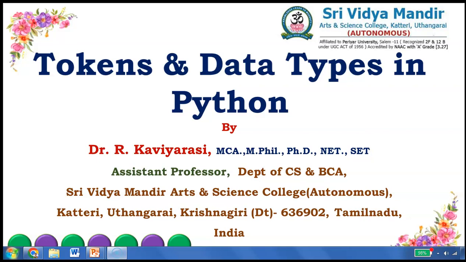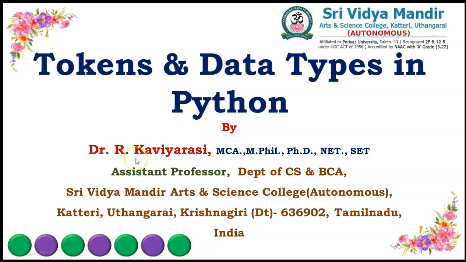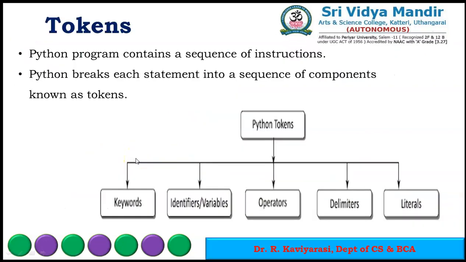In this video, we are going to discuss tokens and data types in Python programming. Let me see what a token is first. Each and every individual unit in a program is known as a token. A Python program contains a sequence of instructions. Python breaks each statement into a sequence of components that are known as tokens.